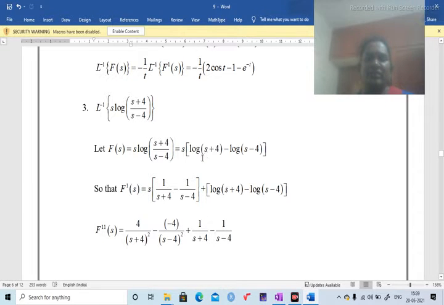Here, by the uv formula, that is first function into differentiation of second one plus second function into differentiation of first one, the differentiation of s is 1. This is the differentiation of this f of s. Again one more time differentiation. So we are going to get this step.